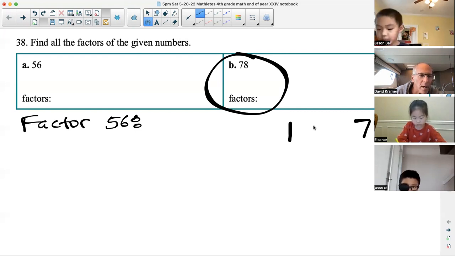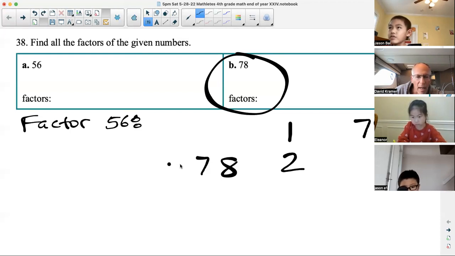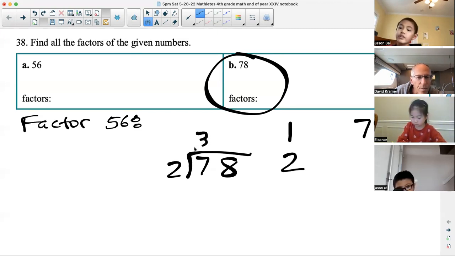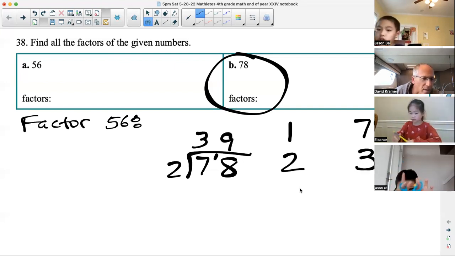Jason B, give me the next one. Go ahead, Jason B. Double the one, double the one. 2 times. Come on, everybody look up. What's half of 78? 39. 39, that's right.